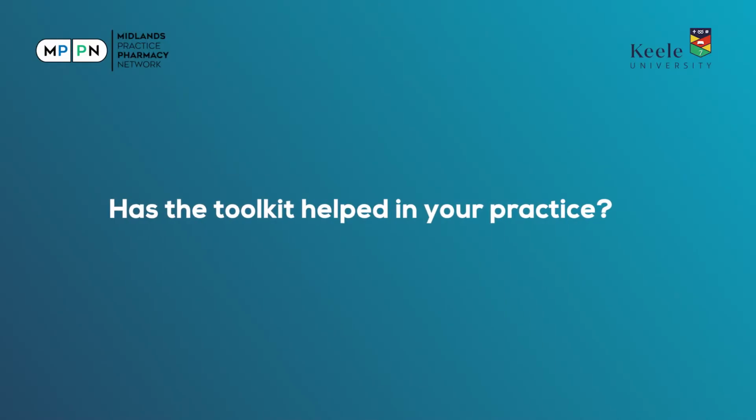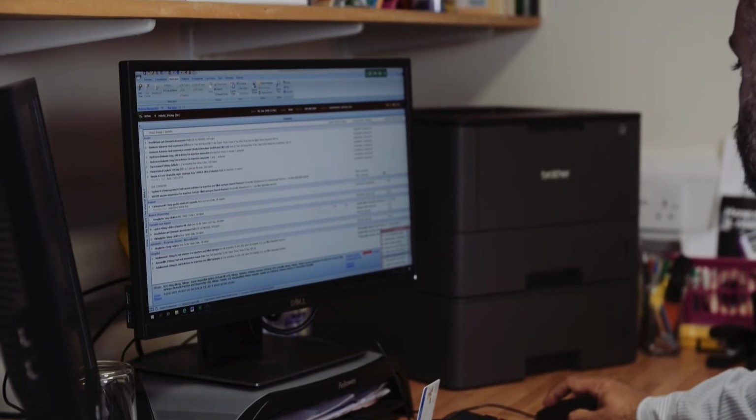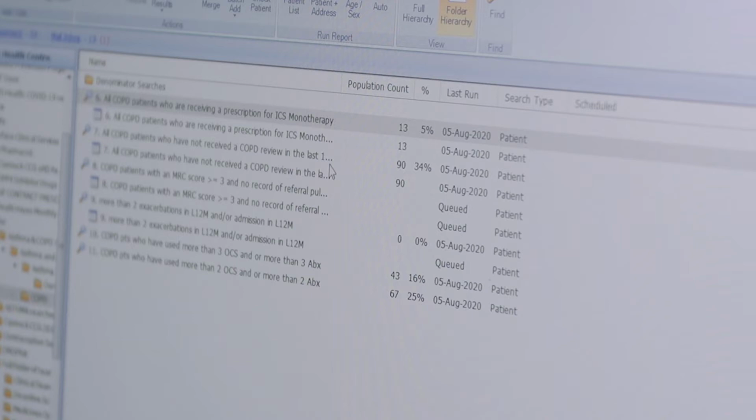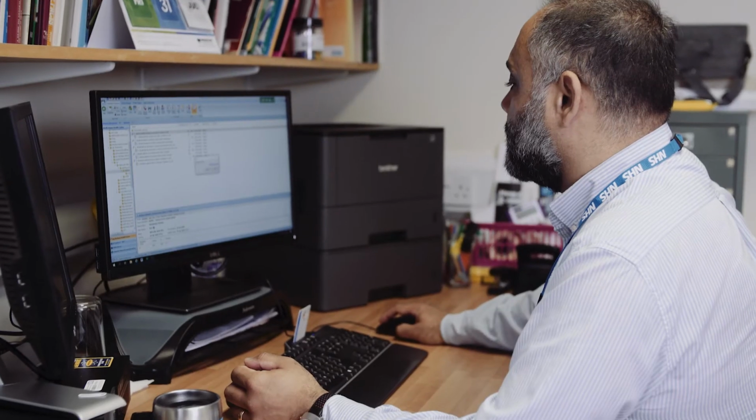And then once we run the searches, we can then identify the list of patients. We also found that we want to use the toolkit to monitor our performance. So hopefully as we review patients, the numbers that have been identified will start to reduce. The toolkit's been really useful in the last few months. It was minutes in terms of importing searches and identifying those at-risk patients.